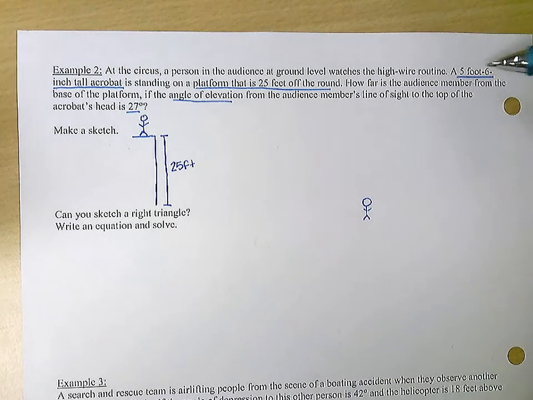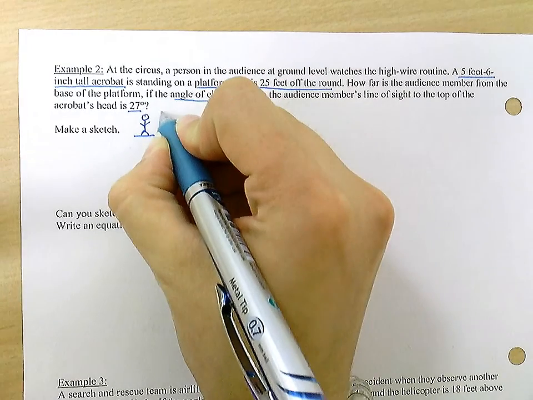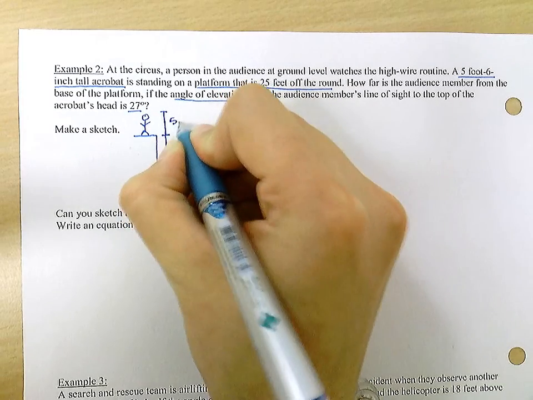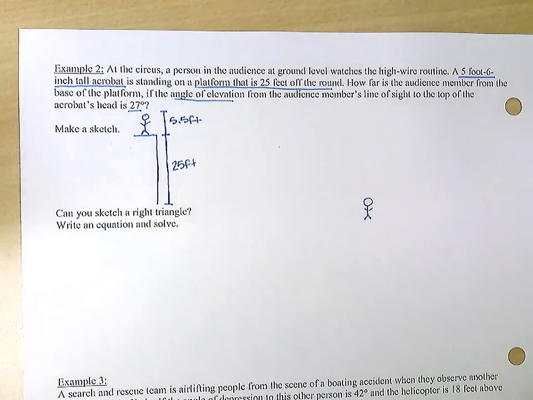I also know that the acrobat is 5 feet 6 inches tall. That is not 5.6. What is it? 5.5. Okay, 6 inches out of 12 is half. So it is 5.5 feet tall. So our acrobat here is 5.5 feet.